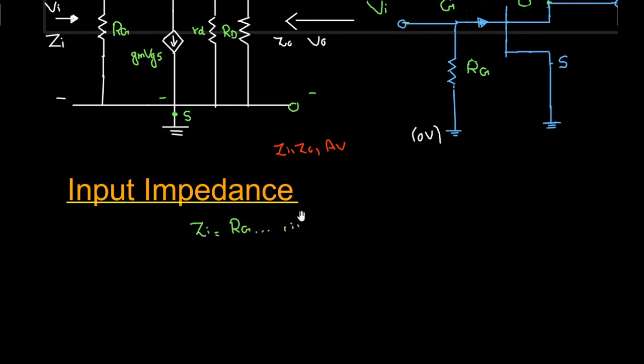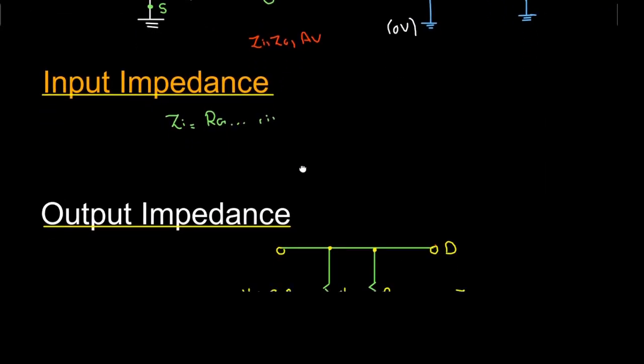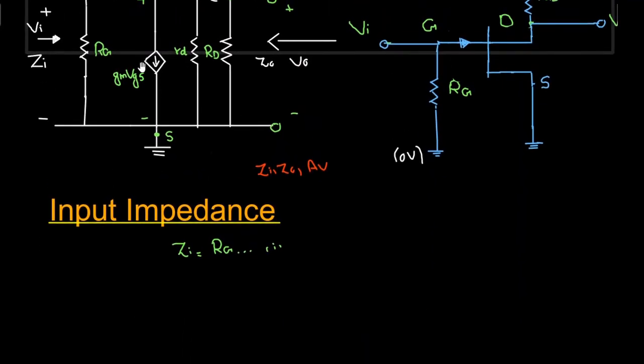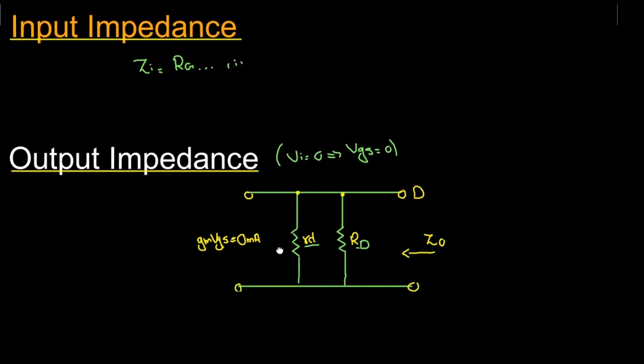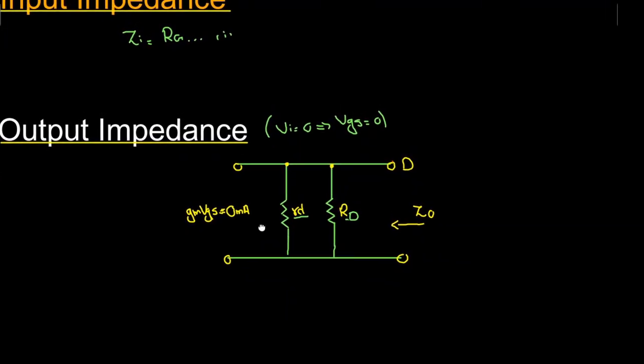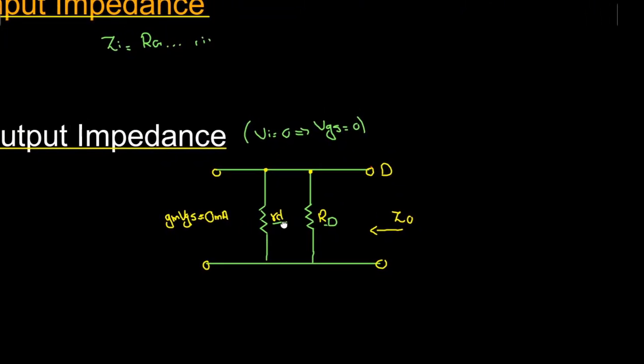Now for the output impedance, I need to make the input voltage equal to 0. I need to short out the input voltage. So when input voltage is equal to 0, this implies that VGS is equal to 0 because Vi is equal to VGS. So now when VGS is equal to 0, the current source over here will be equal to 0. So this gm VGS is going to be 0, which means that we are going to have an open circuit over here. If you can have a look, I have simplified the diagram for the output impedance, and now we have an open circuit over here.